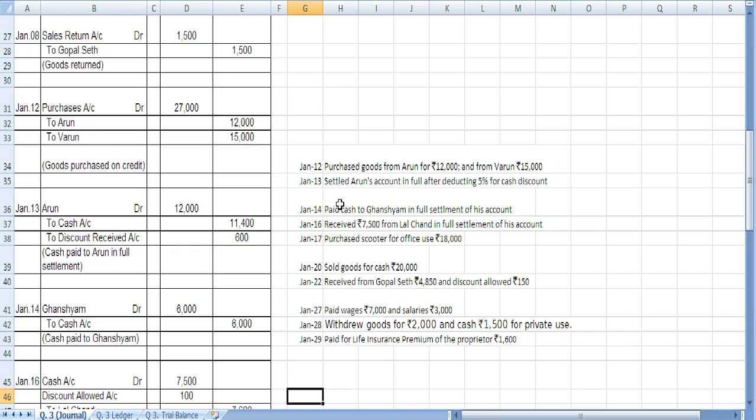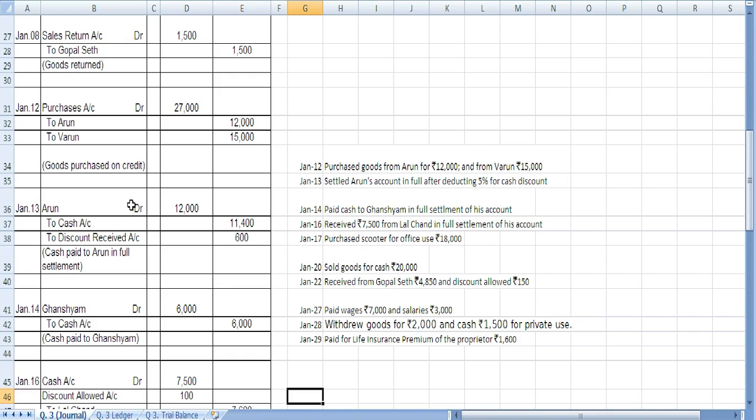January 13, settled Arun's account in full after deducting 5% for cash. Now we purchased goods on credit, so we were supposed to pay Arun 12,000, and we are settling Arun's account by making a full payment and receiving a discount of 5%. So 5% of 12,000 is 600. Arun is the receiver because he is the one from whom we have purchased the goods.